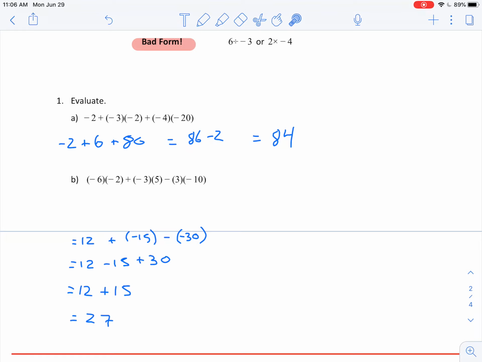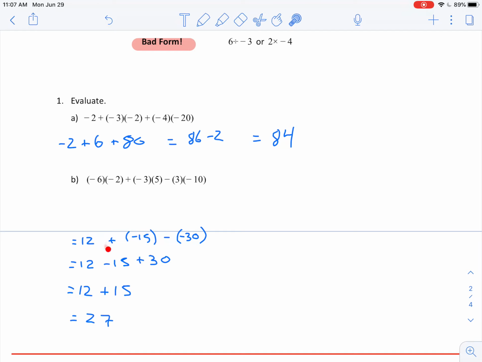Final example, we have negative 6 times negative 2, adding whatever negative 3 times negative 5 is, and then subtracting 3 times negative 10. Well, negative 6 times negative 2 gives us a value of positive 12, and then we're adding negative 3 times 5, which gives us negative 15. So all I'm doing is the multiplication first. I'm just keeping these signs here. I'll clean that up later. And then I'm subtracting whatever 3 times negative 10 is, which would be negative 30.